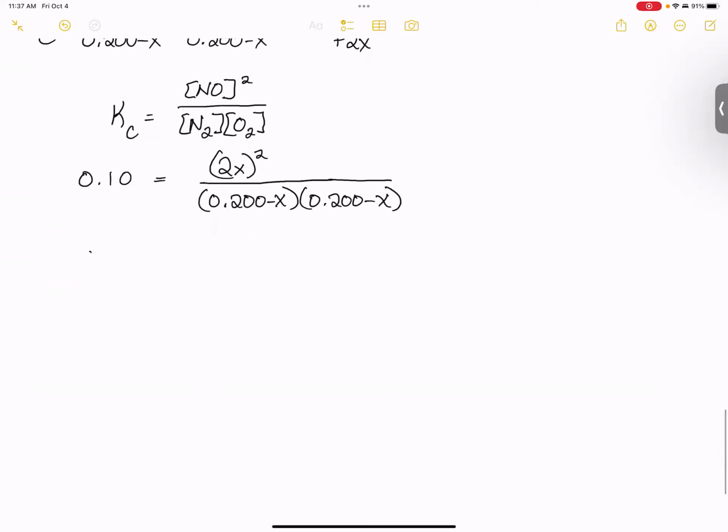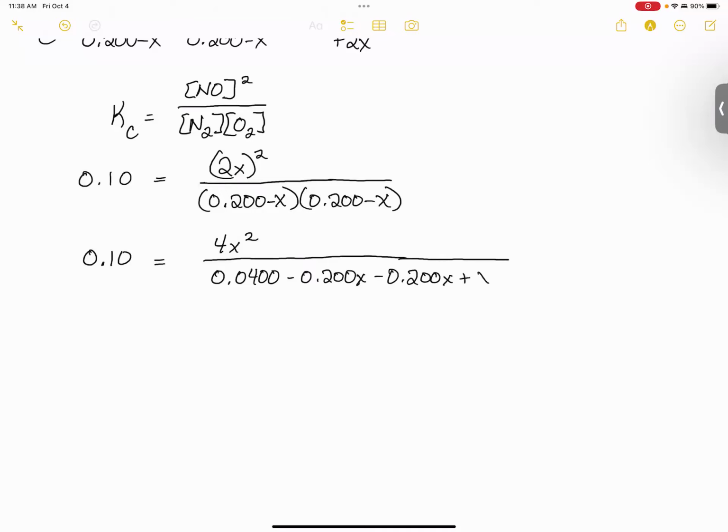Starting to simplify this problem, 0.10 is equal to 2x squared, which is 4x squared, divided by 0.2 times 0.2, which is 0.0400, minus 0.200x, minus 0.200x, plus x squared.